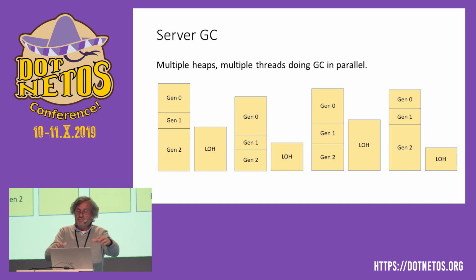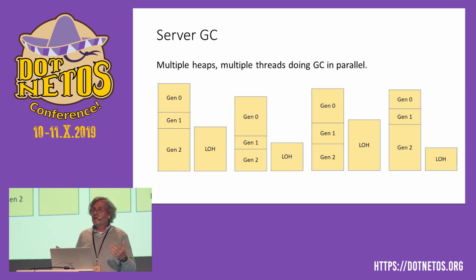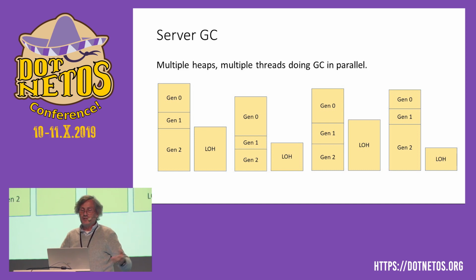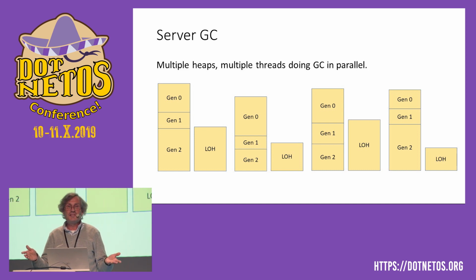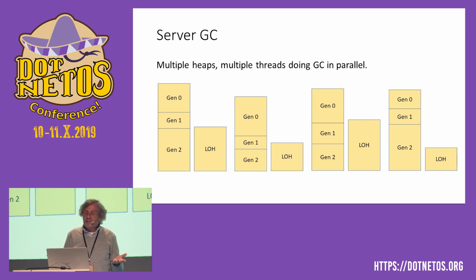And I have drawn them slightly different sizes because that's the situation that will typically happen in practice. Even server applications, if they handle the exact same load on each processor, will never turn out the same. And the reason this is a problem is we have GC threads that are working on each of those heaps. And if the heaps' allocation, their size, is unequal, then there will be an unequal amount of work for these server threads.